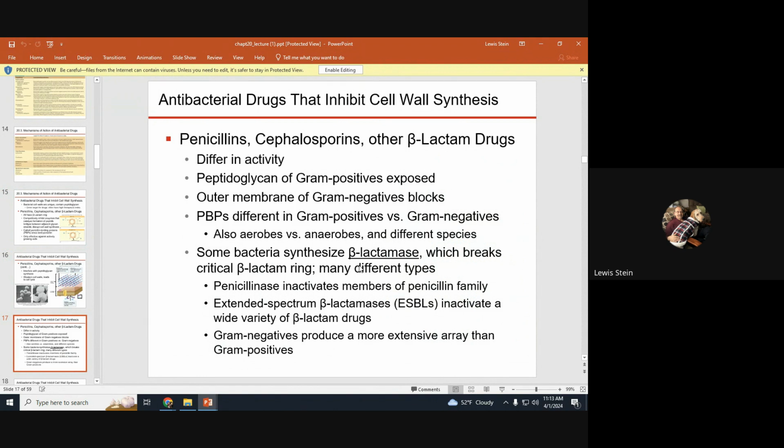Augmentin is something some of you might have taken, or you know people who have taken it. It comes in pill and liquid form. And the beauty of Augmentin is the clavulanic acid deactivated the beta-lactamase, and then the amoxicillin could do its thing. So augmenting meant that they bolstered it. It was really almost synergistic in its nature.